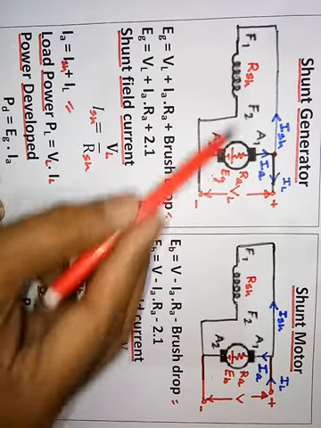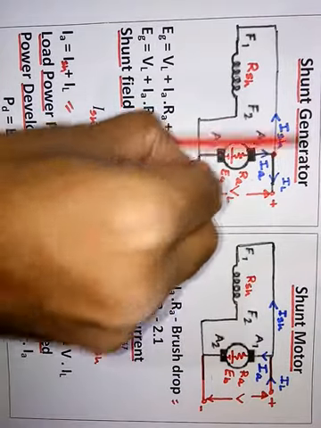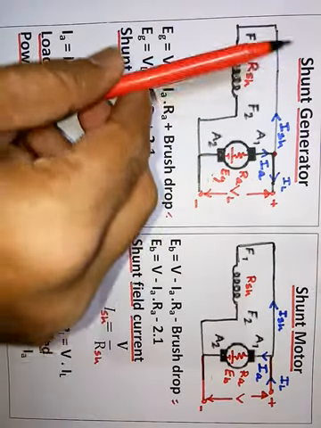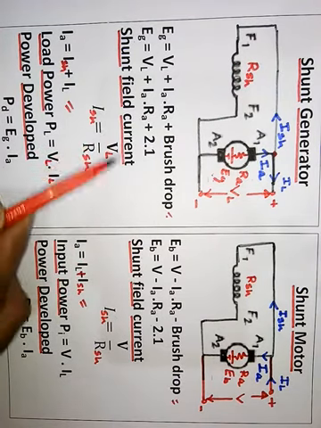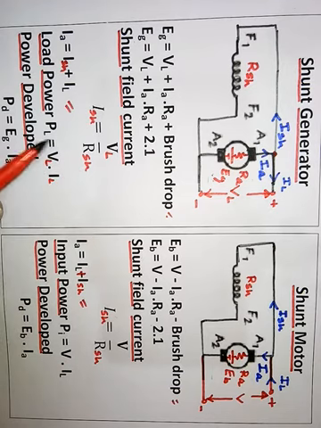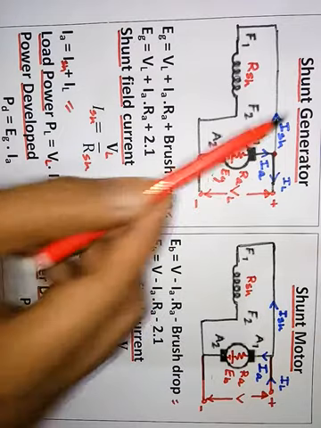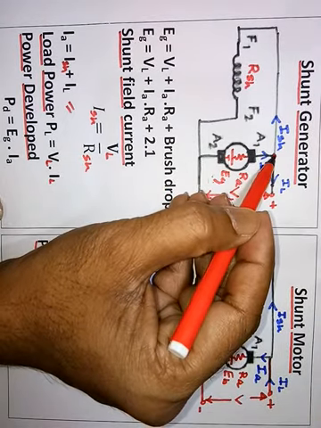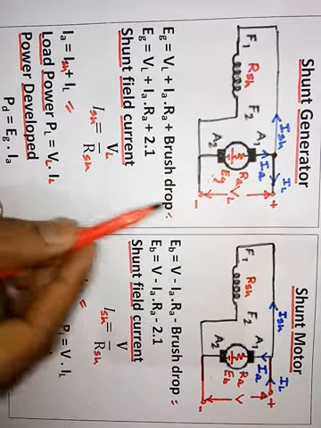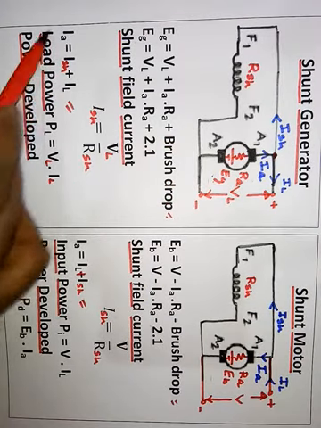Shunt field winding current: all three branches are connected in parallel, the load element, the armature circuit and the field winding. A parallel circuit will have the same voltage. So what is the voltage across the shunt field winding? VL. What is the resistance? RSH. You know very well ISH will be equal to VL upon RSH. So what is the relation between the armature current, load current and ISH? You can apply KCL at that node. How many incoming currents toward the node? IA. How many outgoing currents? IL and ISH. This is the relation between all three currents.